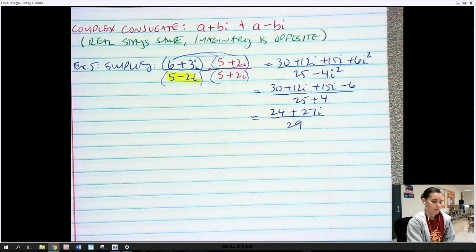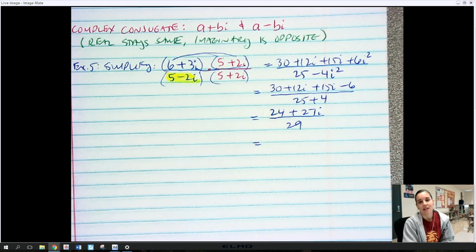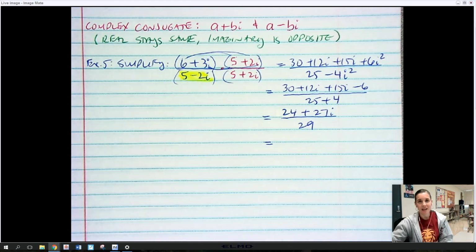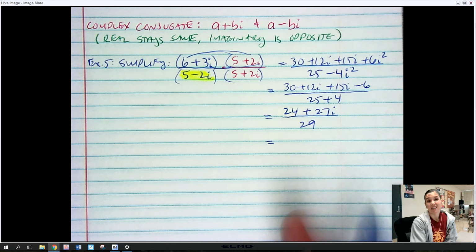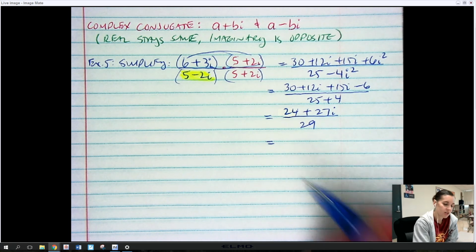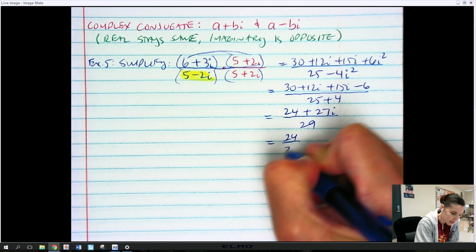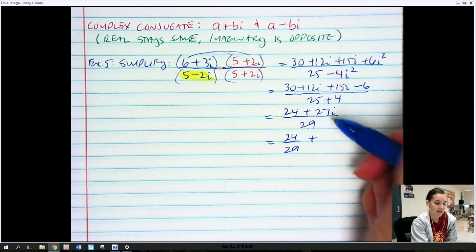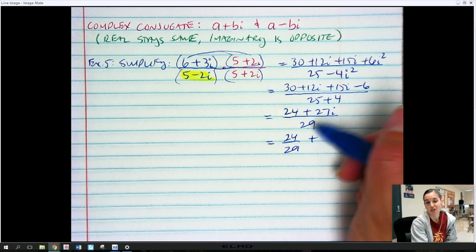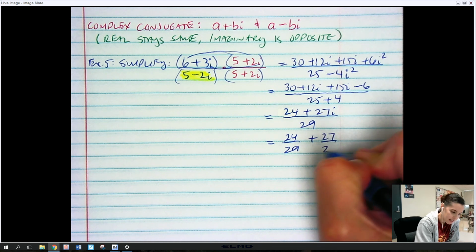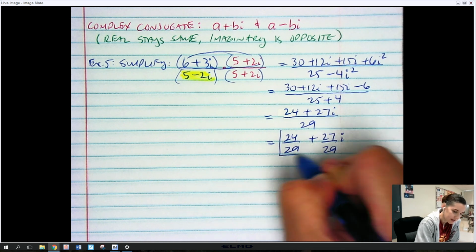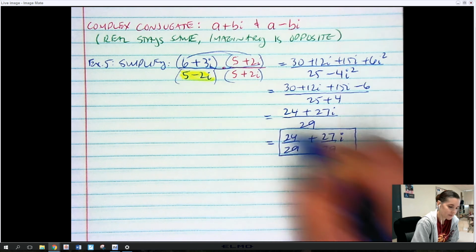Now I've got one more step. In order for us to have an answer when it's a complex number, it's got to be a plus bi. So I've got to have my real, then my imaginary. So I just got to split these up and reduce if possible. So I'm going to do 24 divided by 29. That doesn't reduce, so it stays 24 29ths. I see a plus, and then I got to divide these as well. And those don't reduce, so it's 27 29ths, and then just don't forget your i. So that is how you divide complex numbers.